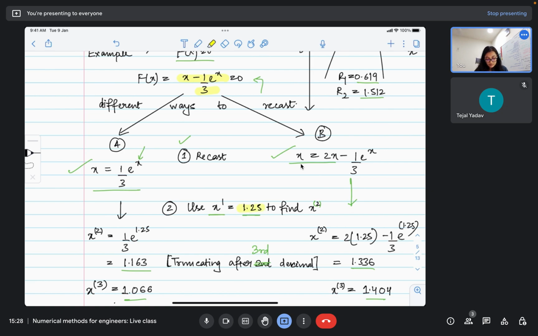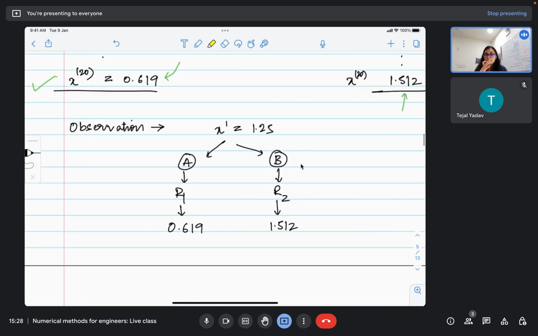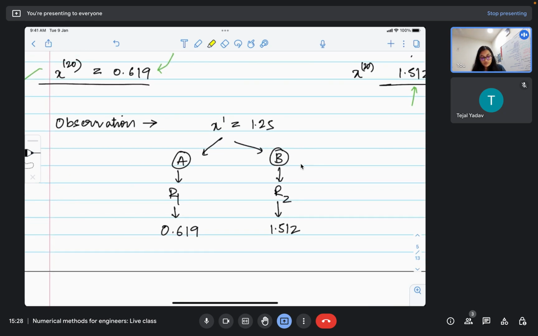Now, what is your observation? What is the take home message from this technique that we have got so far? When we start with a particular initial guess, that is x1 is equal to 1.25, and we have recasted in two different formats, A and B, A converged to root 1, that was 0.619, and when we recasted as B, it converged to the root 2, which was 1.512.